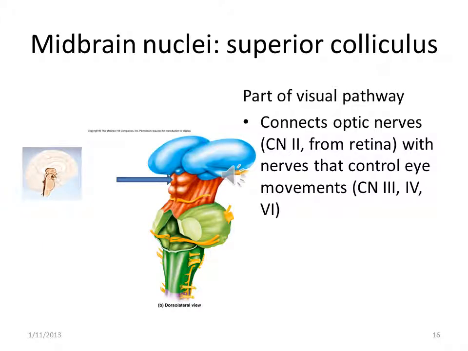The superior colliculus is a midbrain nucleus that is part of a visual pathway that connects the eyes, and optic nerves, with the nerves that control eye movements. This allows us to do visual tracking. So remember the superior colliculus as part of a visual pathway.